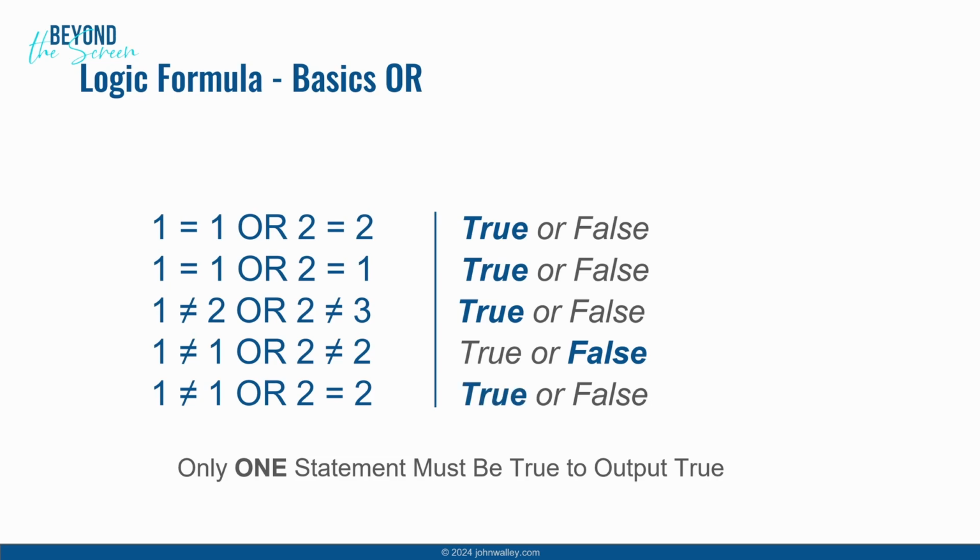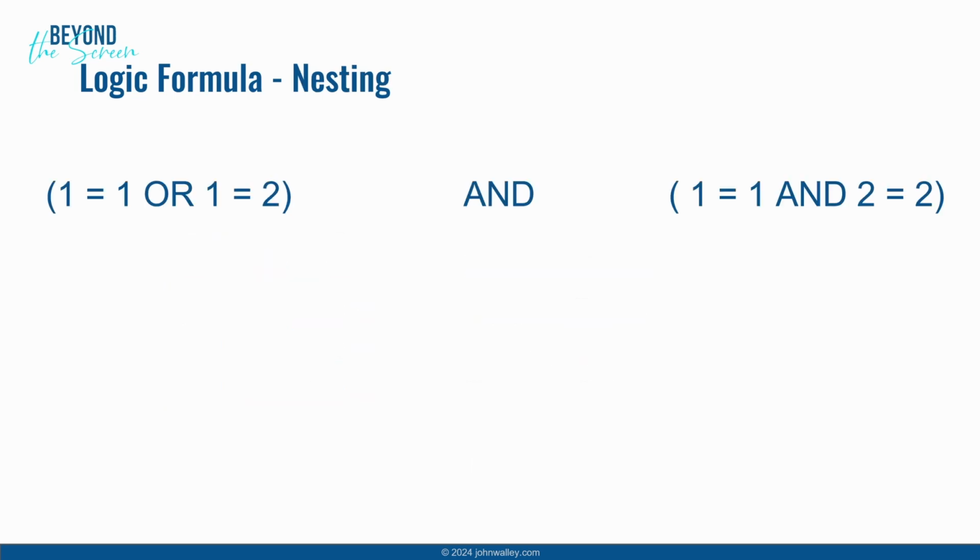All right, so let's get into how these work together. And if we talk about nesting, this is really how Tenable OT works. So I'm going to break this down in kind of a step-by-step process because these can get complicated. So if we look at this condition of 1 equals 1 or 1 equals 2 and 1 equals 1 and 2 equals 2, how do we figure out what the overall statement is?